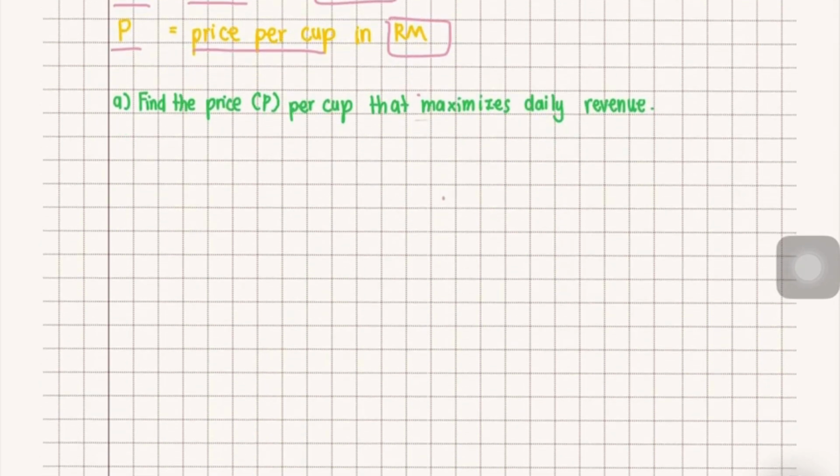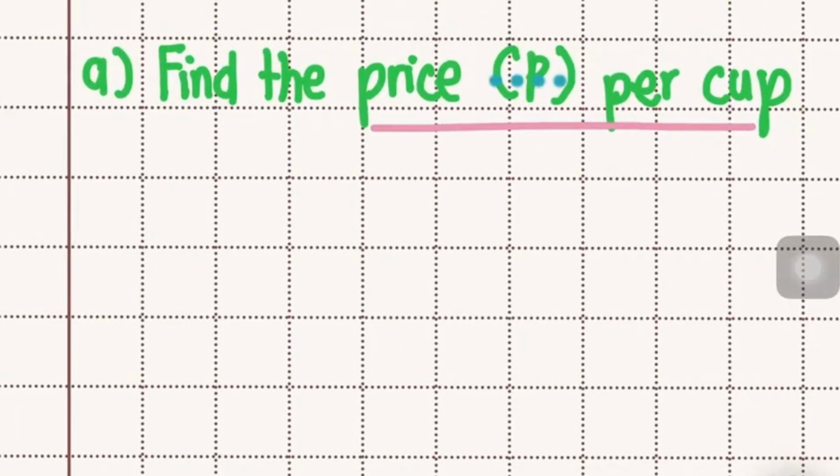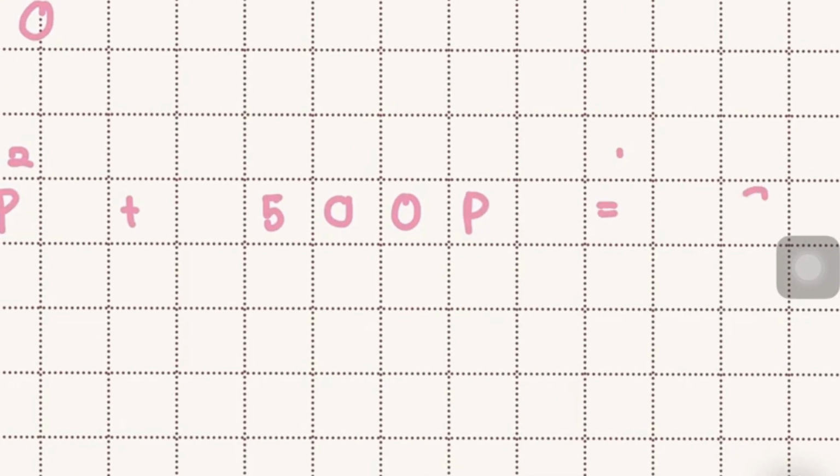So the first question states that we need to find the price per cup that maximizes daily revenue. So what we need to highlight here is the price per cup that maximizes daily revenue. To solve this question, we need to find the differentiation of the original equation given and equate it with 0. So we need to find negative 15p squared plus 500p, equal to 0.